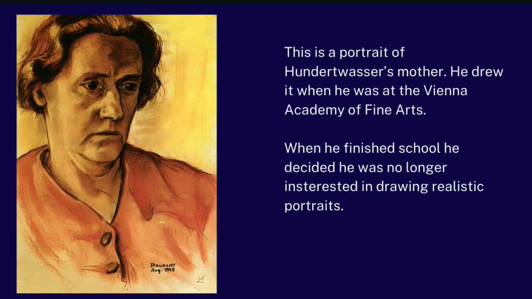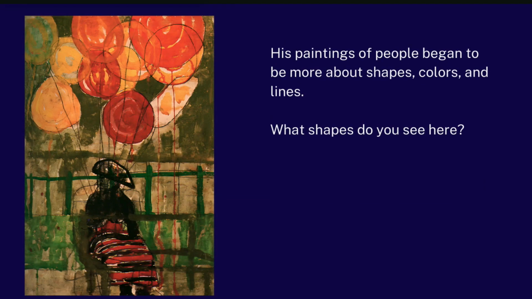This is a portrait of Hundertwasser's mother. He drew it when he was at the Vienna Academy of Fine Arts. When he finished school, he decided he was no longer interested in drawing realistic portraits. His paintings of people began to be more about shapes, colors, and lines. What shapes do you see here?